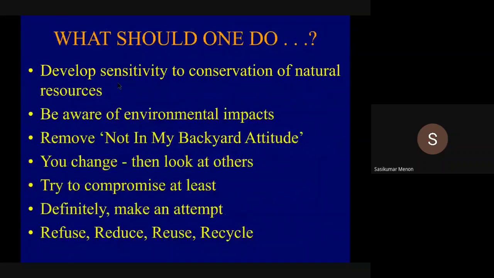So what should we do? We should develop sensitivity to conservation of natural resources. We should be aware of environmental impacts. Remove that NIMBY attitude. Please change and then look at others. I mean, we ourselves must change. At least try to change. Make a small compromise. I am not saying to change completely, but at least compromise. Definitely make an attempt and reduce the wastage of natural resources. I think that's the best contribution we can make towards biodiversity conservation.